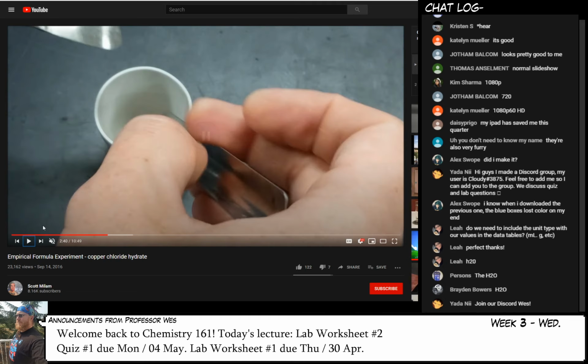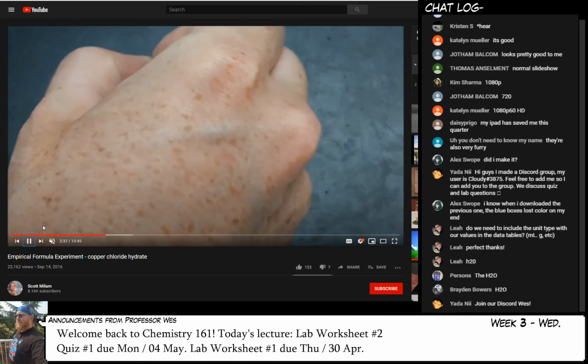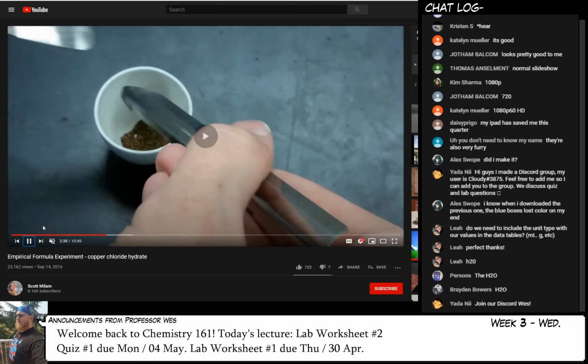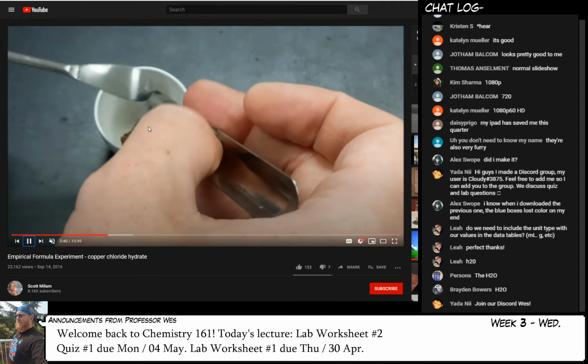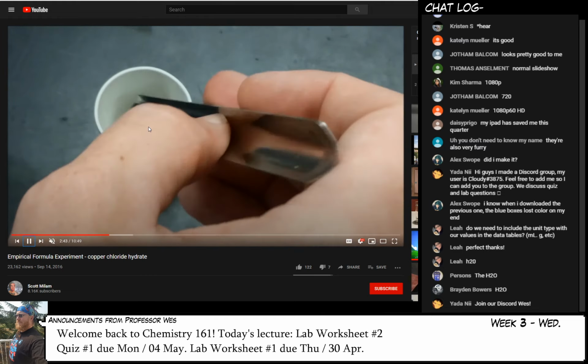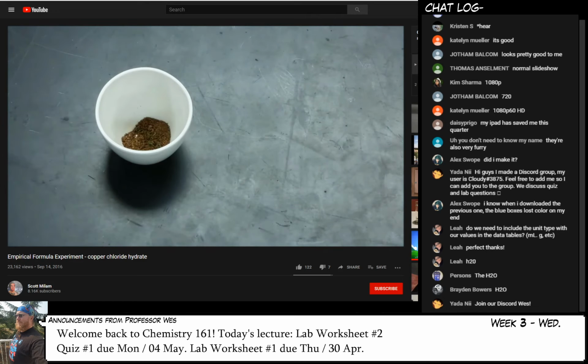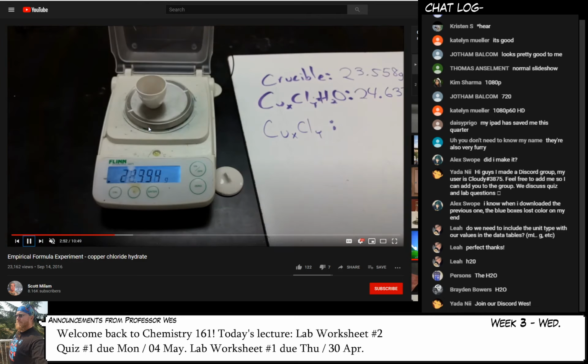And you can see right there, well, you could see right there if I'd paused it in time. There you go. You can see right there that it's not quite done. There's just a little bit of green left. So if he goes and weighs it right now, he's going to have a little bit of water still in the sample. And I believe he does weigh it right now.